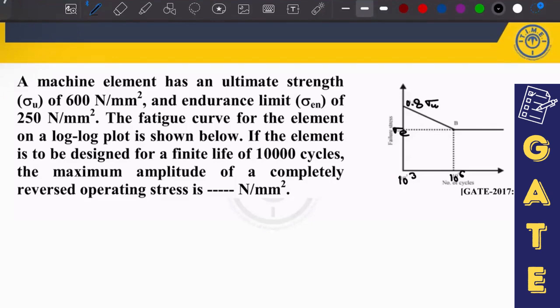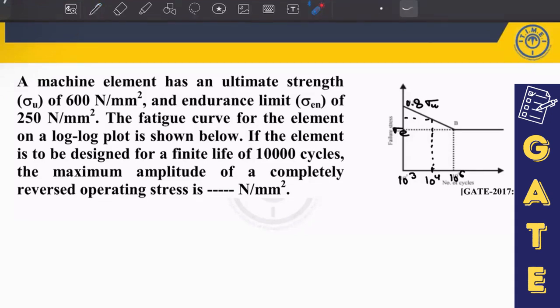A machine element having an ultimate strength of 600 Newton per millimeter square, the endurance limit is given, and the fatigue curve for the element is plotted on the log scale. If the element is to be designed for a finite life of how many number of cycles? Can anyone please tell me? 10 to the power of 4. So can I say this value is nothing but 10 to the power of 4? The maximum amplitude you have to calculate for a completely reversed operating stress. That means you have to calculate the stress value corresponding to this number of cycles.